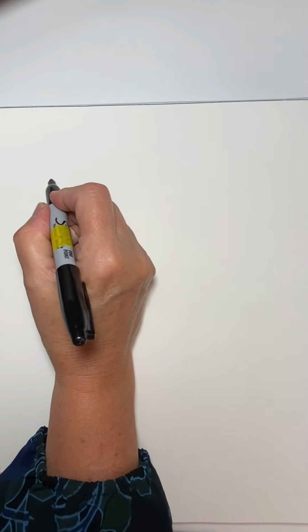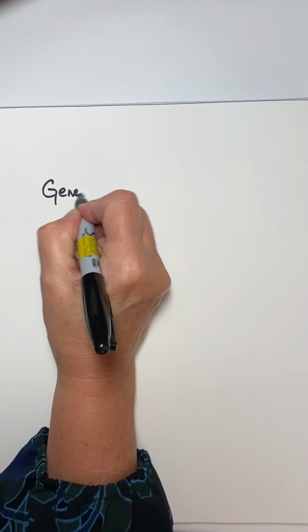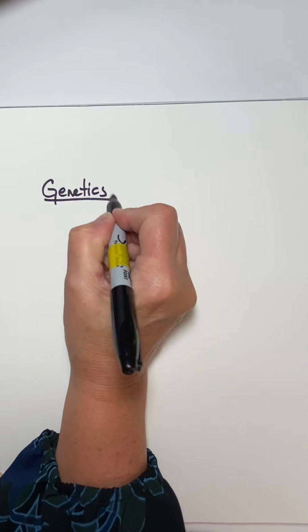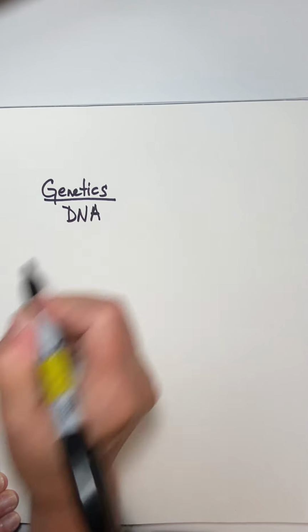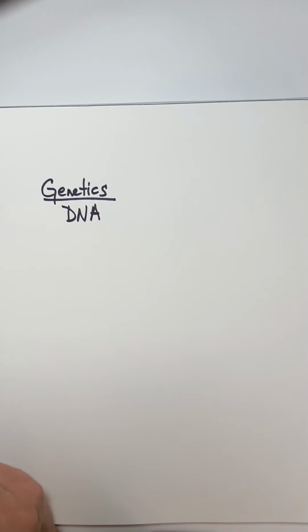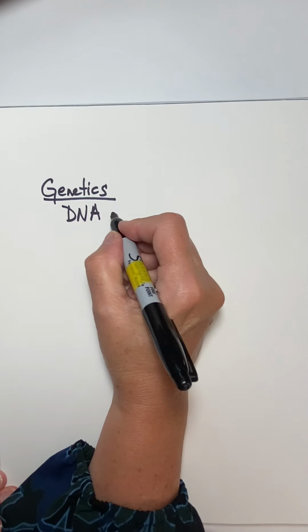Okay, let's talk about some genetics and some Punnett squares right now that have to do with your fast plants that you're germinating. So genetics. Genetics is based on DNA. We've already talked about DNA. DNA is the molecule of heredity.